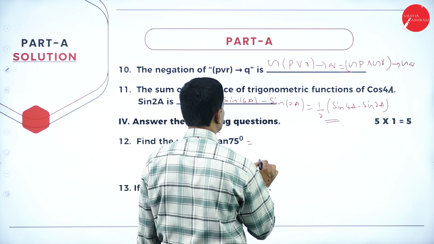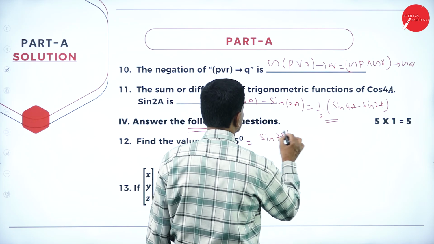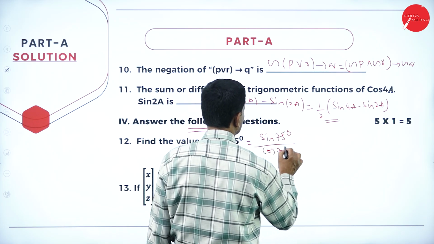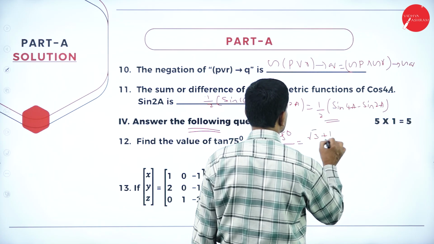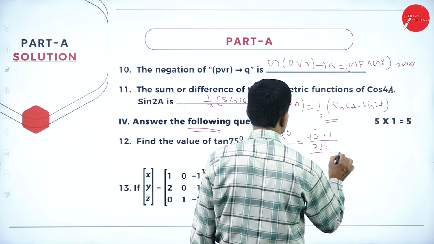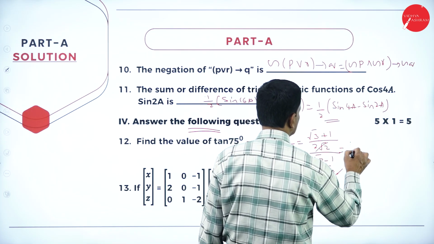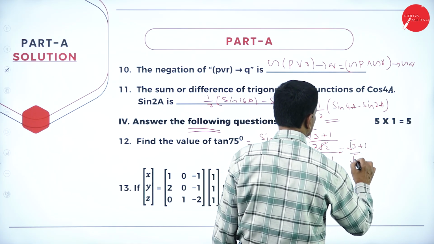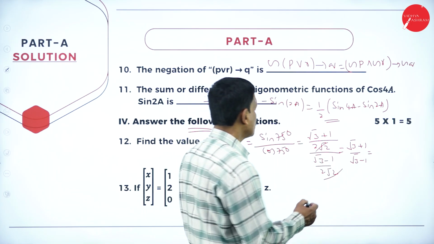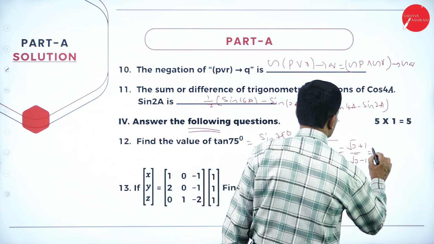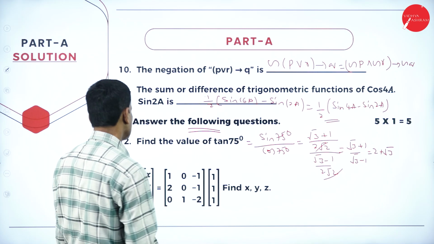The value of tan 75 can be written as sin 75 divided by cos 75. Sin 75 is root 3 plus 1 divided by 2 root 2, and cos 75 is root 3 minus 1 by 2 root 2. The 2 root 2 gets cancelled, leaving root 3 plus 1 by root 3 minus 1. Rationalize the denominator, and if you simplify, this is equal to 2 plus root 3. So 2 plus root 3 is the value of tan 75.